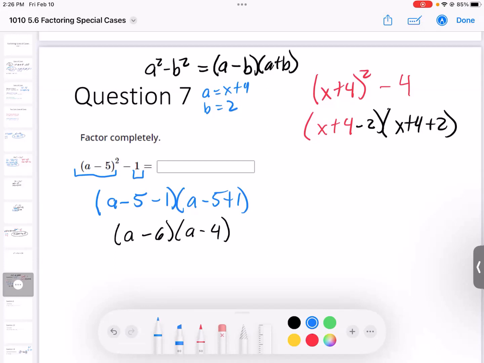Does anybody have any questions on that? Okay. And then x minus 2. That's a negative 1, sorry. It should be, yeah. I think yours would be x plus 6 and x plus 2.